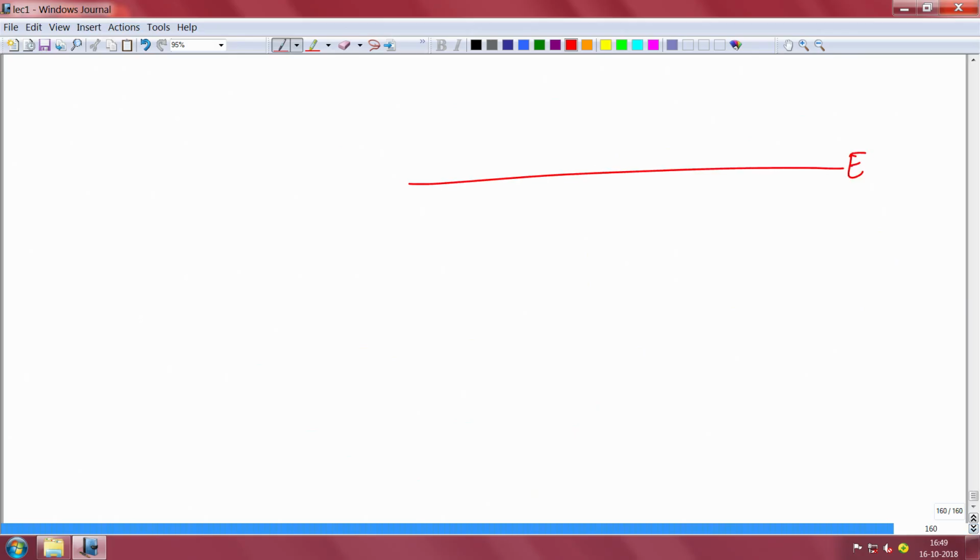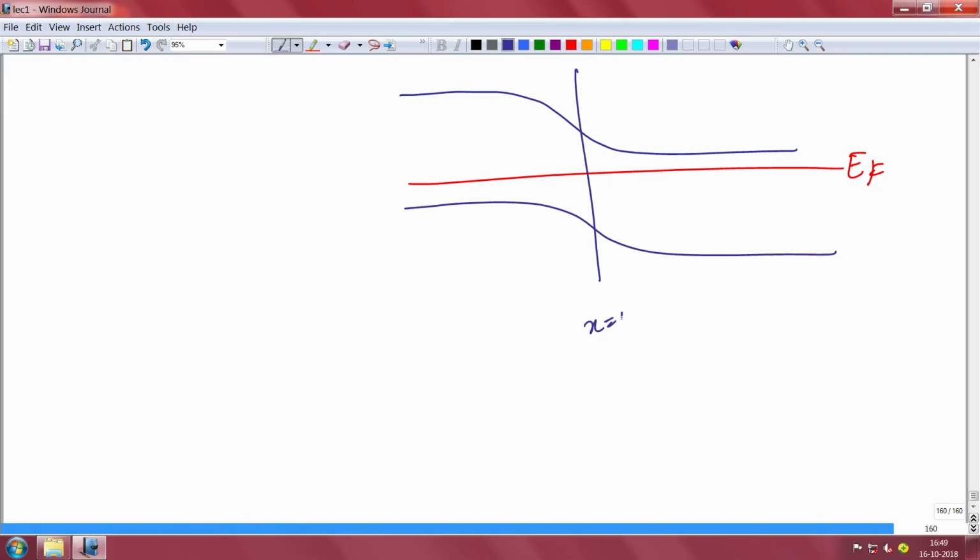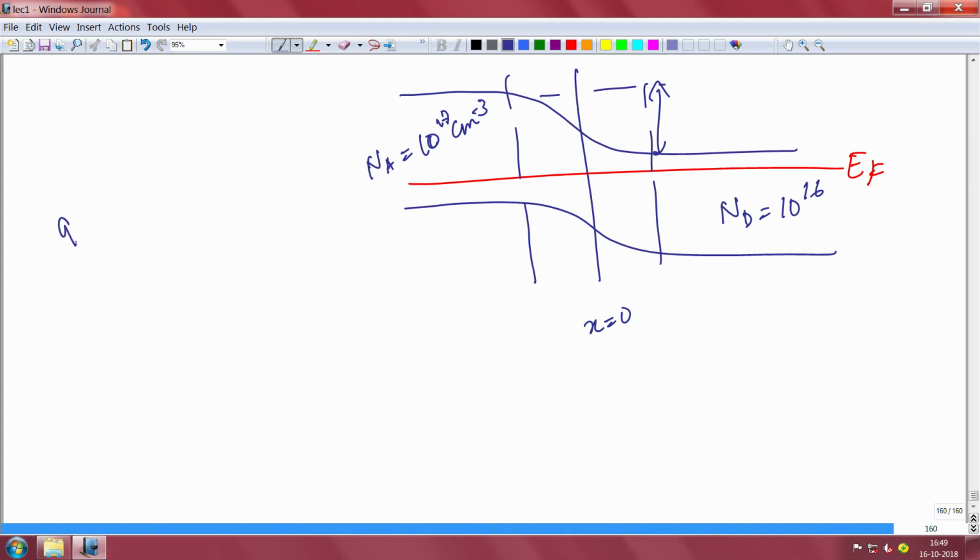So this is your Fermi level, conduction band, valence band. This is your x equal to 0. This is your depletion. This is your built-in potential. This is n-type doping 10 to the power 16, p-type doping say 10 to the power 17, per centimeter cube. It's always per unit volume, of course. Then your built-in potential came out to be around 0.76 volt.